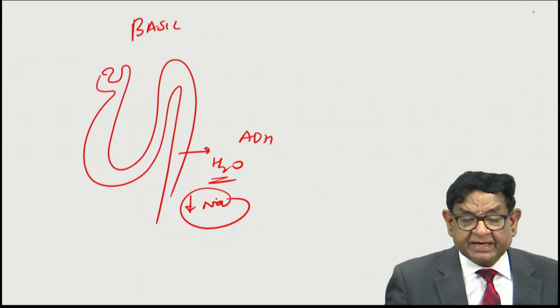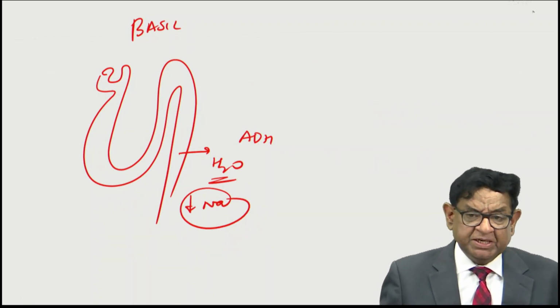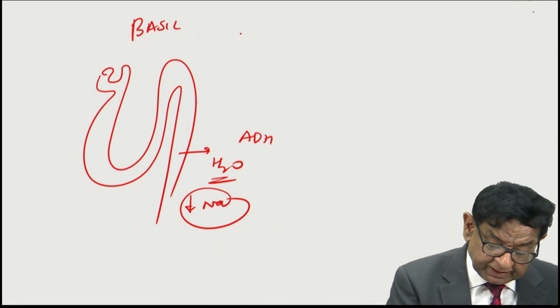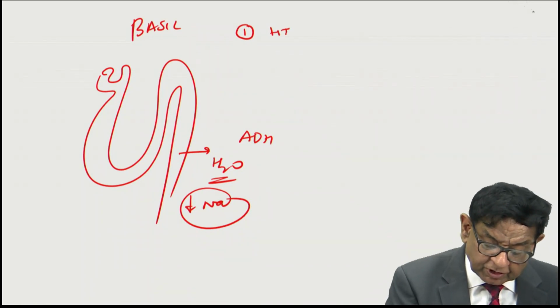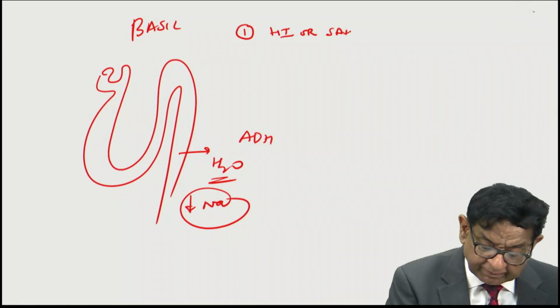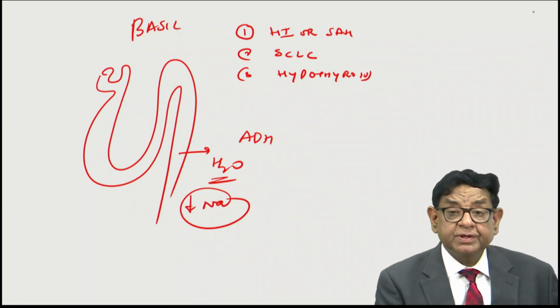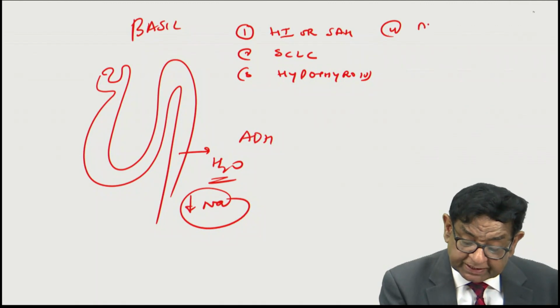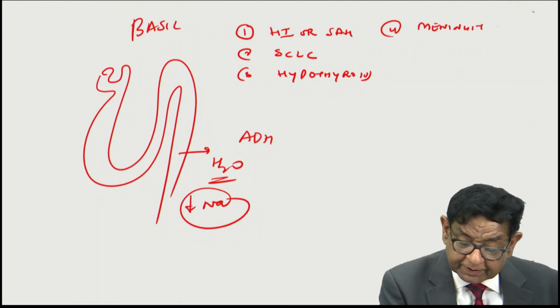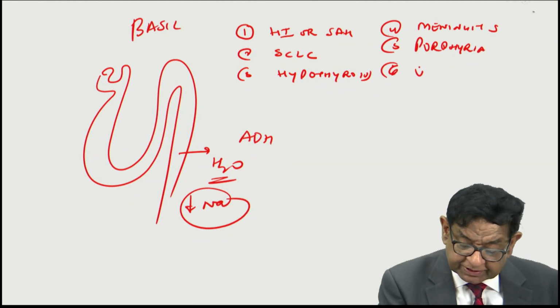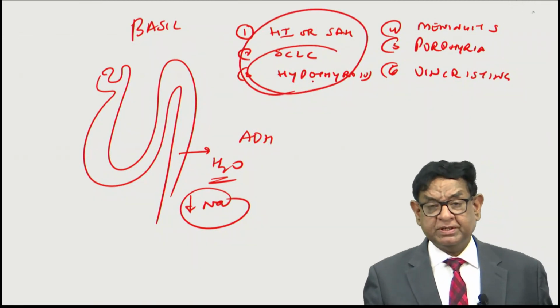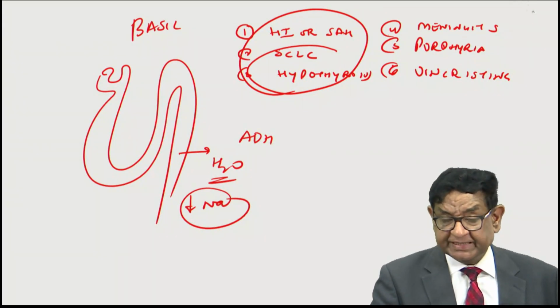Now this SIADH can occur in many conditions. If you see the book, a large number of lists is there, but you should not forget the following most important. SIADH occurs in head injury, or sometimes they write subarachnoid hemorrhage. It occurs in small cell lung cancer, in hypothyroid. It may occur in meningitis, in porphyria, and with vincristine. These are the most important reasons, a very commonly asked question of SIADH.